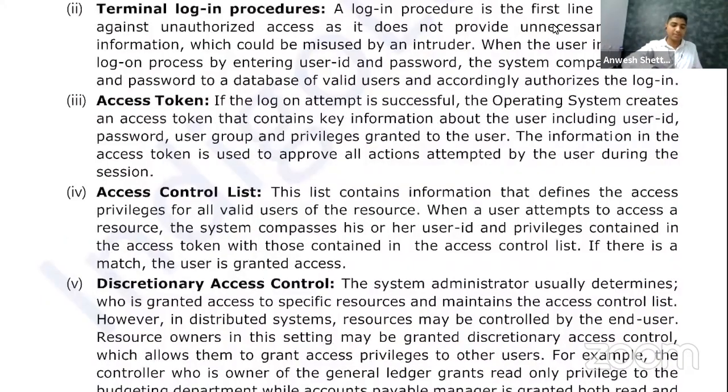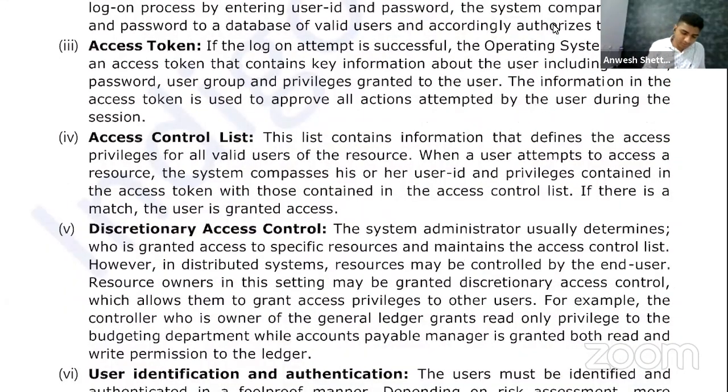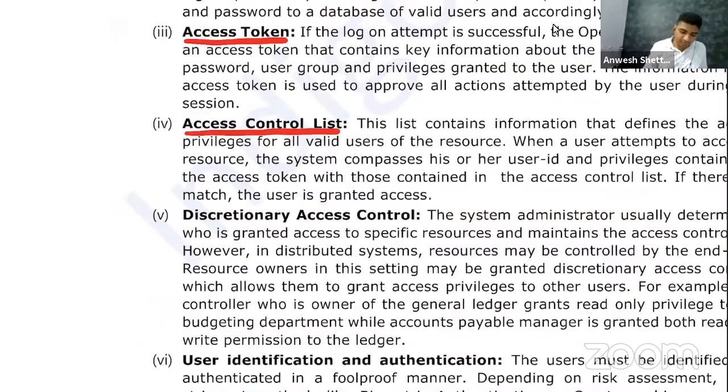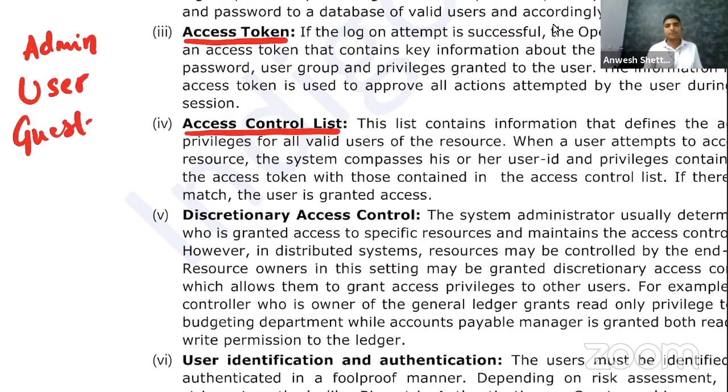Now, next one, this is a little technical: access token and access control list. Now, what do you mean by access token? Let us say this is your computer, and whenever you open the computer, they will ask, who are you? Are you an admin, or are you a user, or are you a guest? Let us say you said you are an admin.